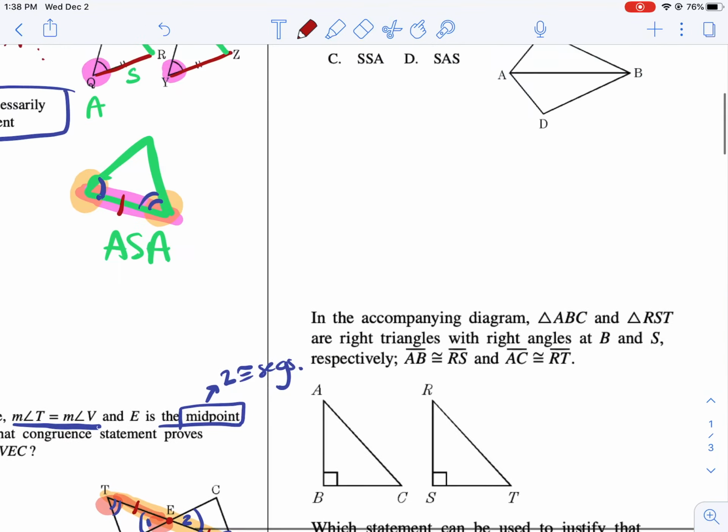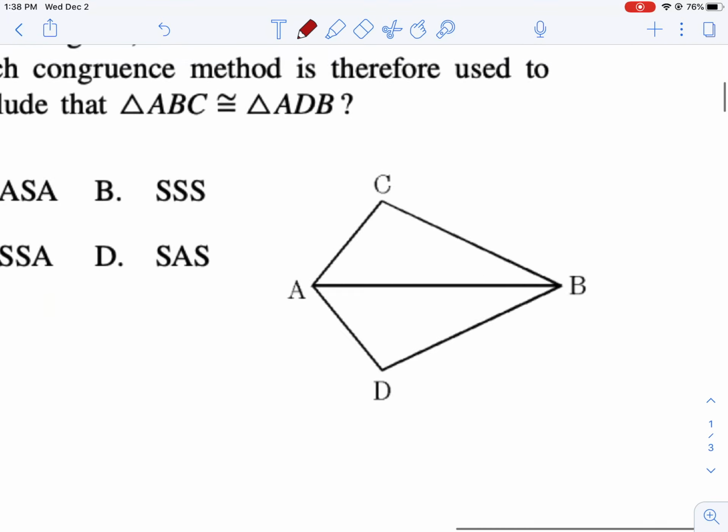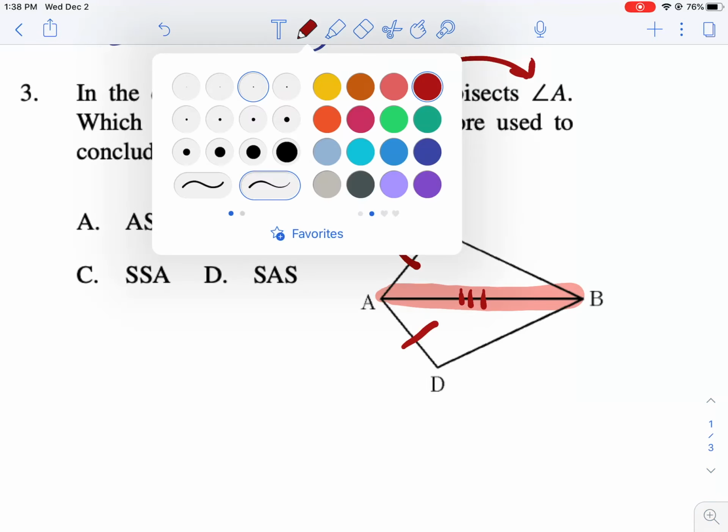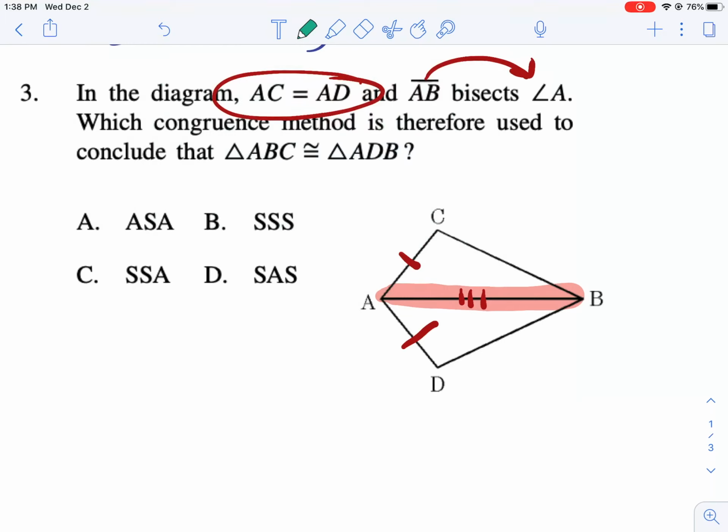Okay, let's look over here up to number 3. Again, first thing we probably want to note are two best friends. We just talked about one of them, vertical angles. Let's talk about the other, reflexive property. So this gives us a side right off the bat. We're also told that AC is congruent to AD. And then we're also told that AB bisects angle A. A bisector, here's AB, it's bisecting angle A.